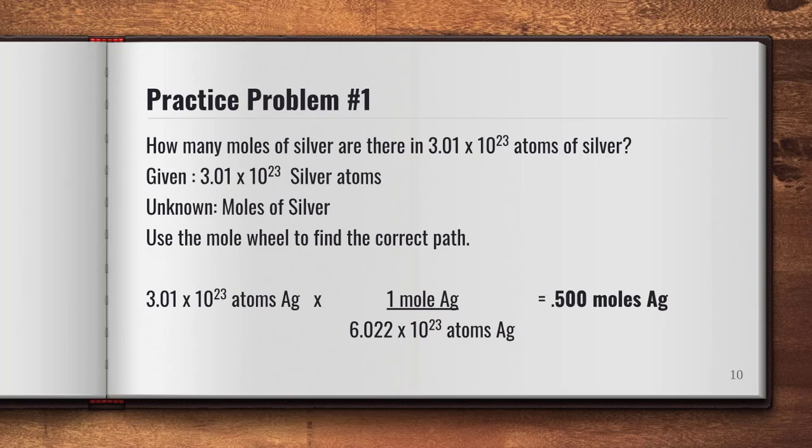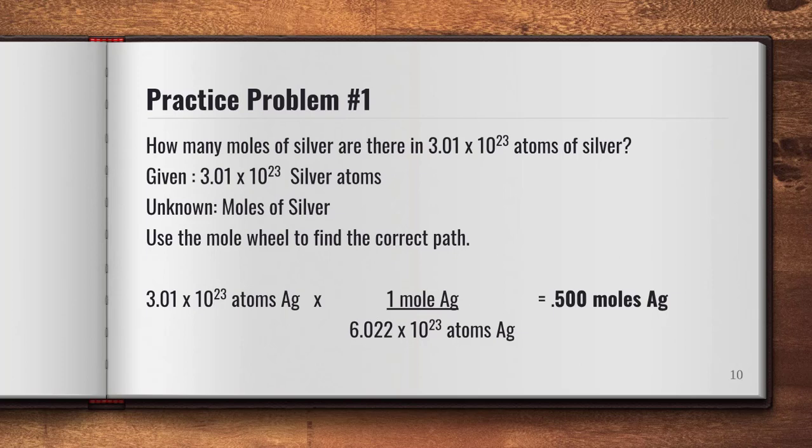Well, I'm given atoms of silver, so that goes on the top of the first step. As we do with dimensional analysis, we multiply it and draw a fraction line. We know that that unit, atoms of silver, has to go on the bottom of the next step. I know that there's a direct conversion between atoms and moles based on my mole wheel, and that is that 6.022 times 10 to the 23rd atoms is equal to 1 mole. So Avogadro's number goes in the bottom, and then 1 mole goes on top. My atoms of silver cancel, leaving me with just moles of silver, which is what I want for my unknown. And now I just do my math and solve by plugging that into my calculator.